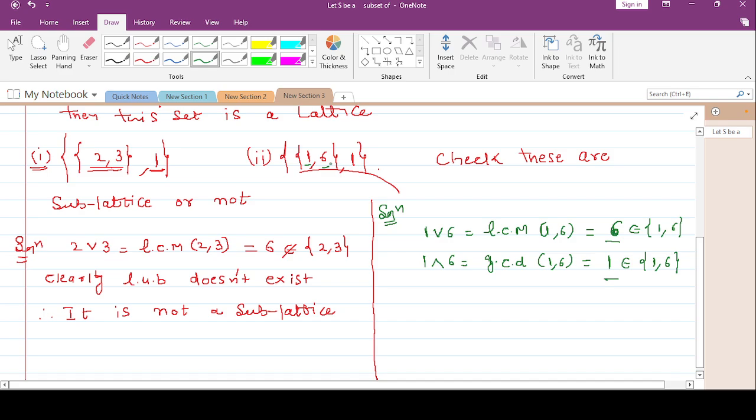So we can say that this is a sub-lattice. So this is all about this.